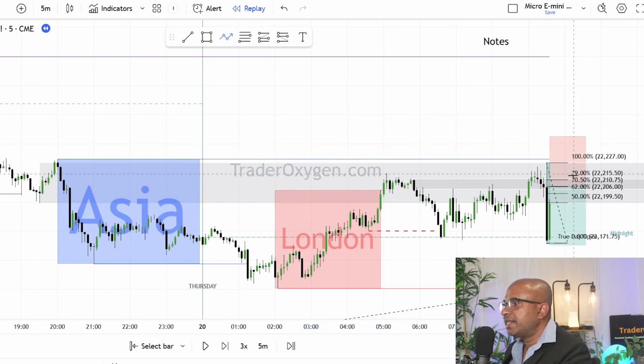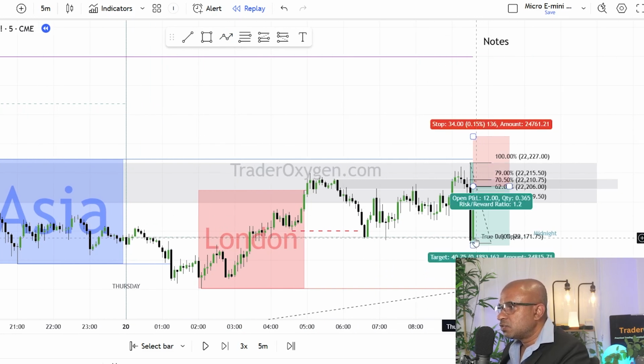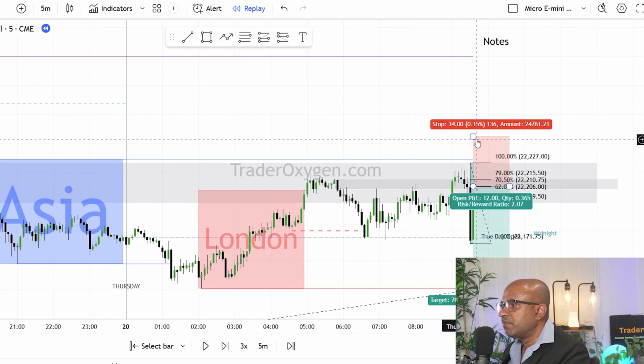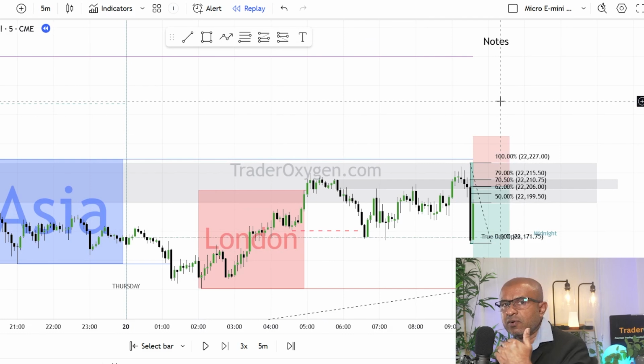And how we decide that is we look at at least a 1 to 2 risk to reward ratio. So we target the London low. Generally the London low is what we target. So 1 to 2 at least minimum. Based on that, we give a buffer for the stop loss. So now we place the sell limit order and we wait for the price action to play.